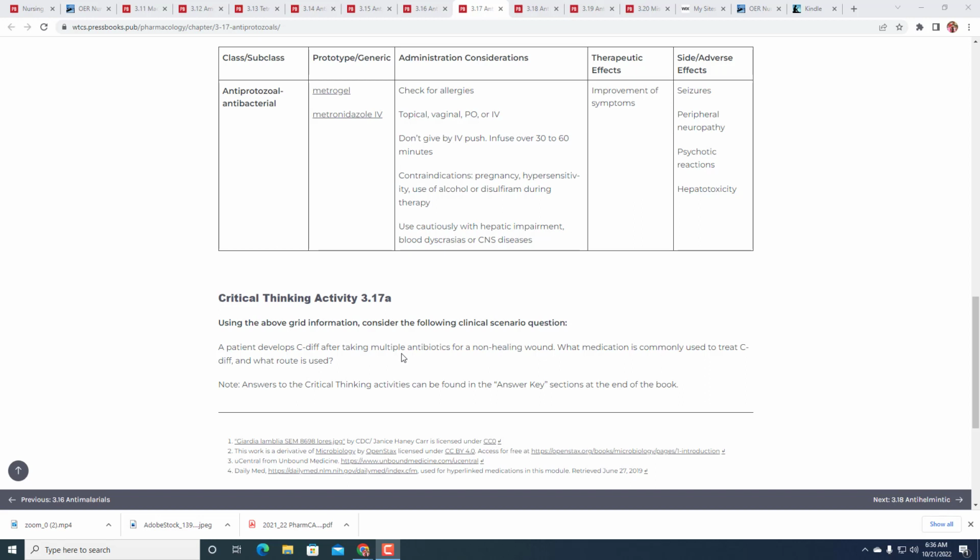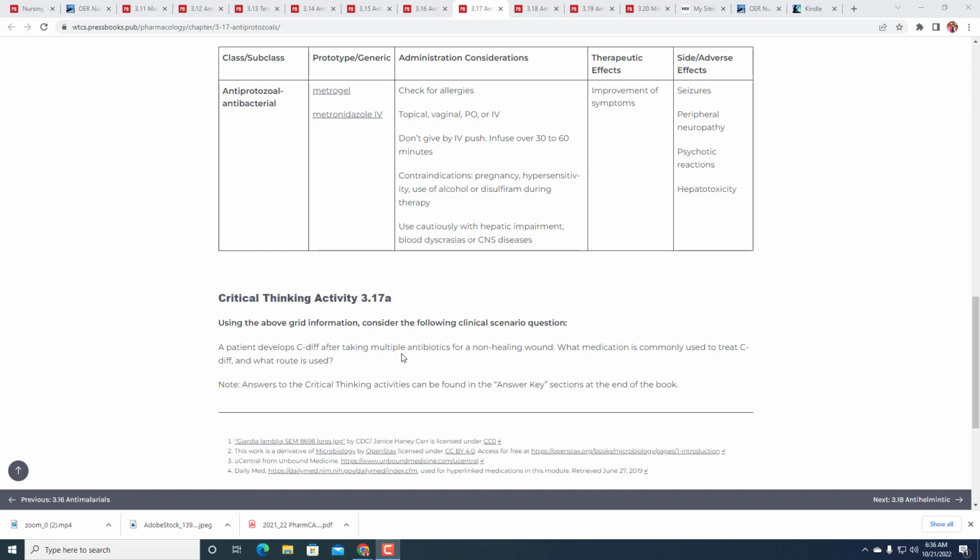Let's see. So critical thinking activity 3.17a, antiprotozoals. A patient develops C. diff after taking multiple antibiotics for a non-healing wound. What medication is commonly used to treat C. diff, and what route is used? Really, metronidazole or metronidazole, different pronunciations, is one of the drugs we see quite a bit, and definitely would be given PO in this case, since it's just the easiest route to give something like this.